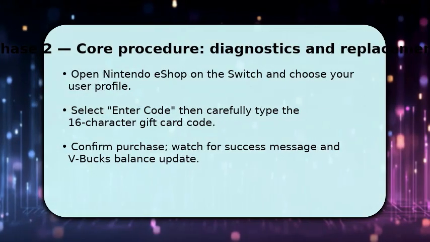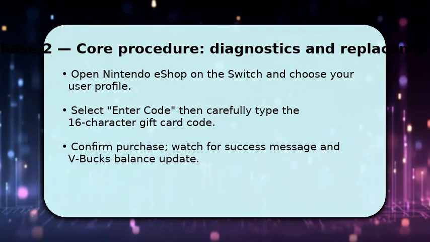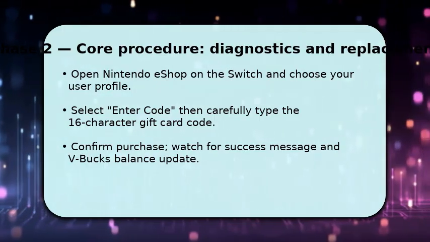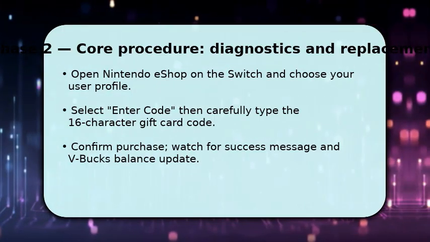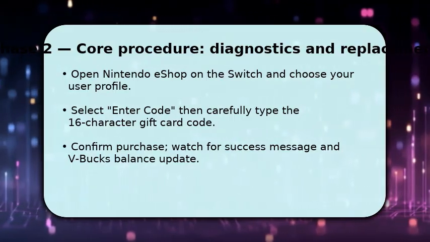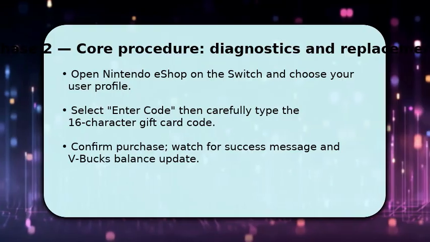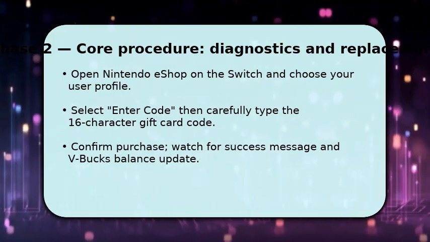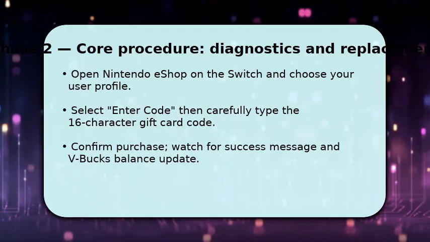On the Switch, go to the Nintendo eShop, choose your profile, and pick Enter Code. Type the 16-character code exactly, using hyphens only if shown. After you confirm, the eShop will apply the card to your account. If it's a direct Fortnite card, the V-Bucks or item will appear in Fortnite's store.